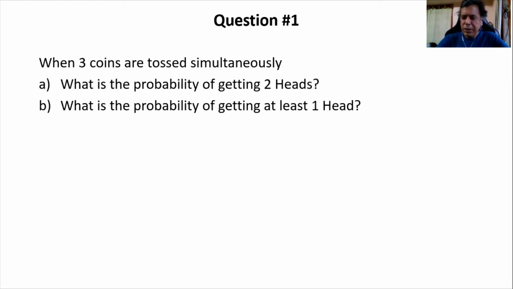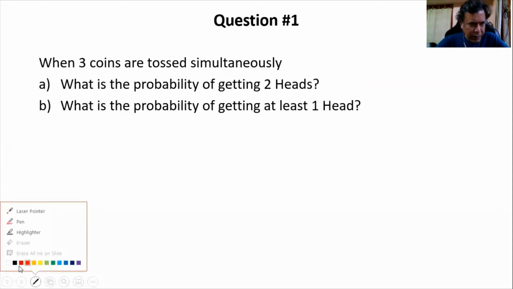It's a continuation of our probability topic. We are into our first question in probability, which reads: when three coins are tossed simultaneously, what is the probability of getting two heads? What is the probability of getting at least one head? So let's proceed with the solution.